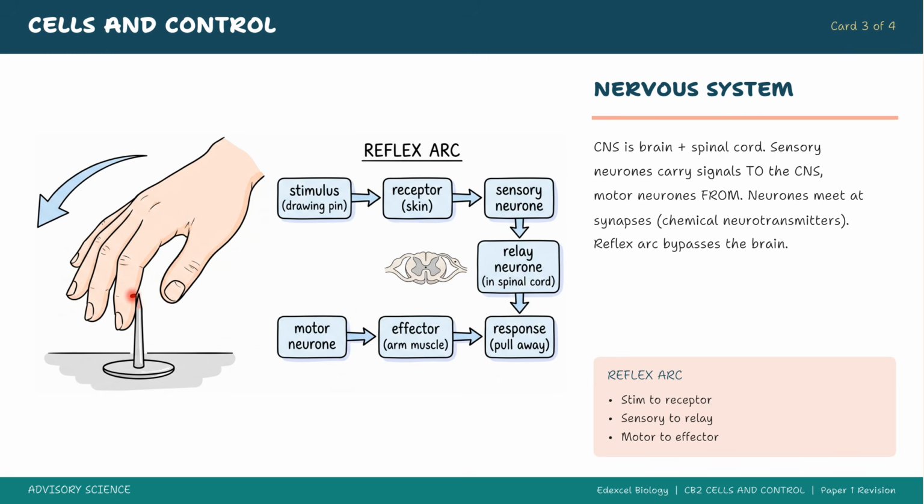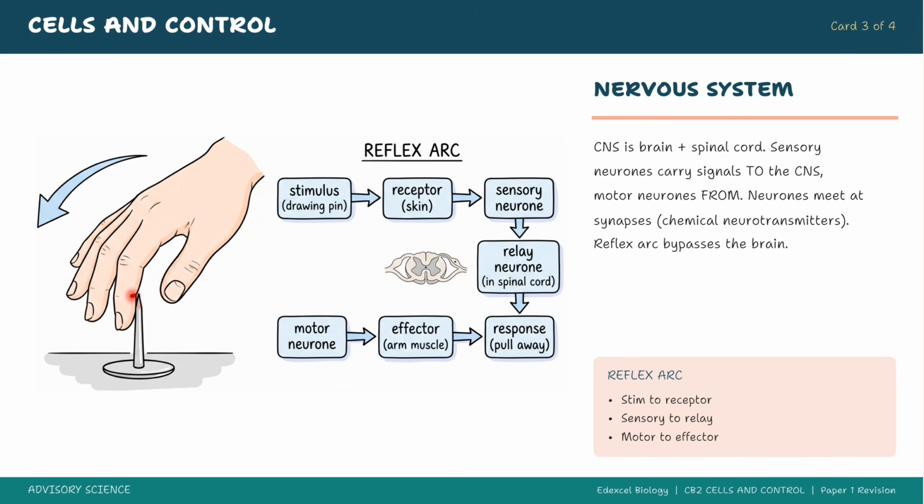One important detail, neurons don't actually touch each other. They meet at a tiny gap called a synapse. The signal can't jump the gap as electricity, so the neuron releases a chemical called a neurotransmitter that crosses to the next neuron and gets the signal going again.